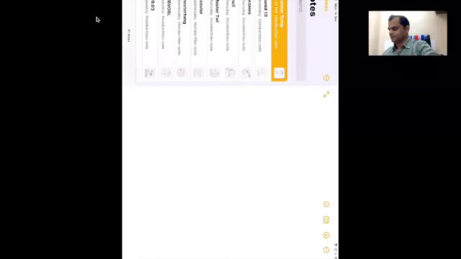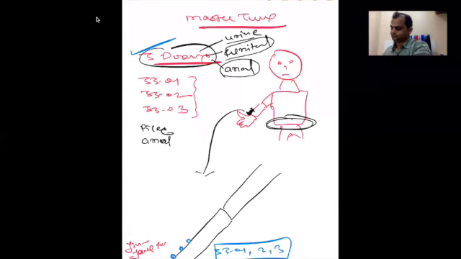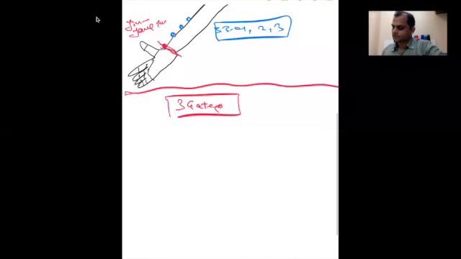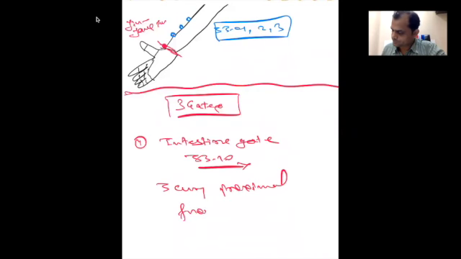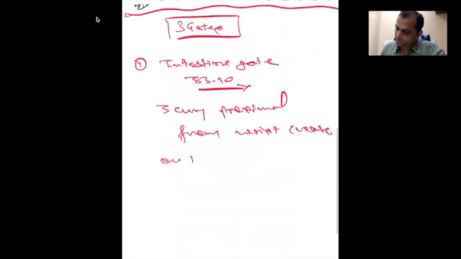So, coming back here. The first point is Intestine Gate, or 33.10, which is 3 tune proximal from the wrist crease, on the border of the bone. Which bone? The ulnar bone.